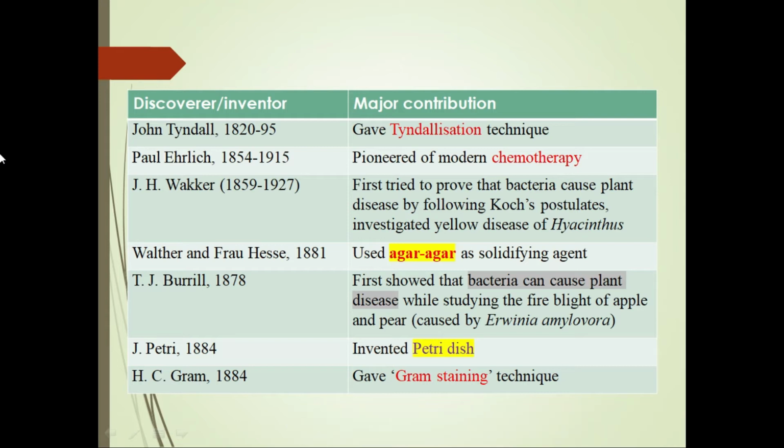Then chemotherapy was discovered. Then Walker first tried to prove that bacteria cause plant disease by following Koch's postulates.